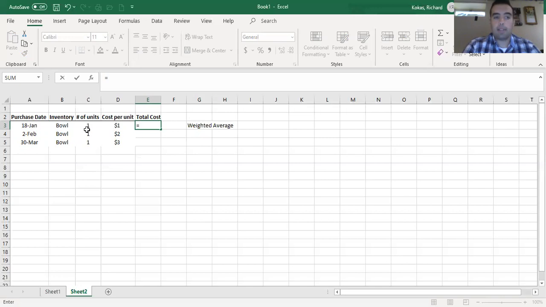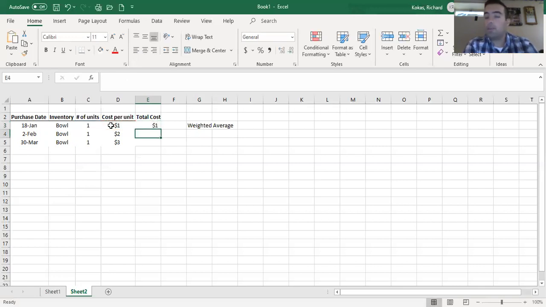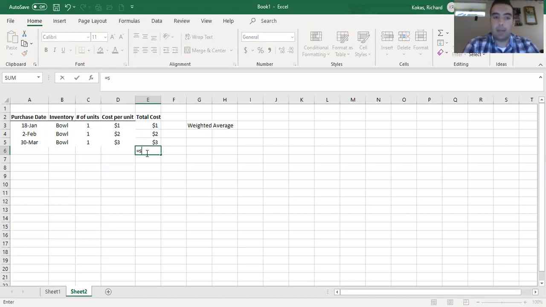Our total cost is going to be the number of units multiplied by the cost per unit. This would be useful if we purchase more than one unit on each date. Again, we don't really need the table today because we only purchase one unit, but just so you have it for reference when you're doing your own work, we're going to do it. Okay, and I drag the formula down. Now we're going to add up all of the total costs. So equals the sum of all three of these. We're going to get a total cost of $6.